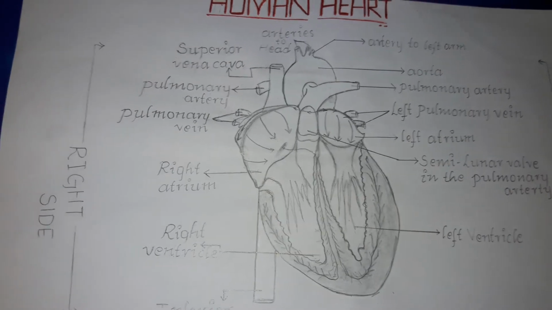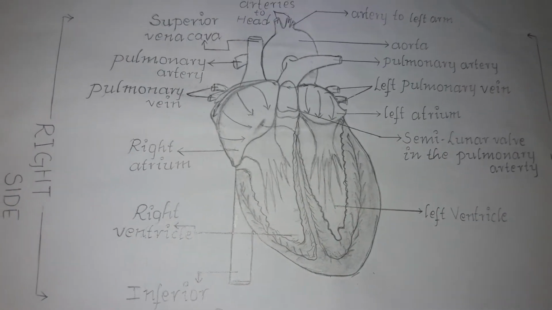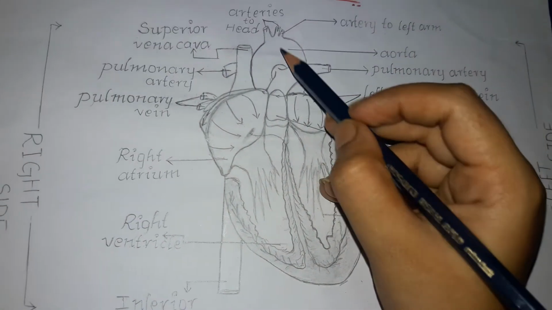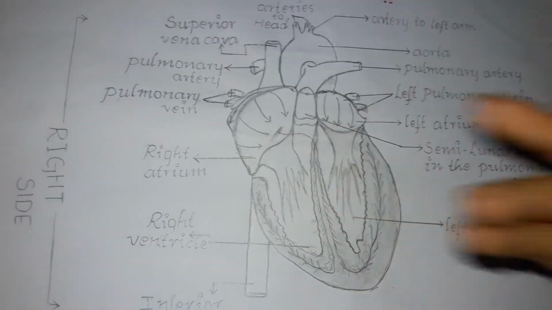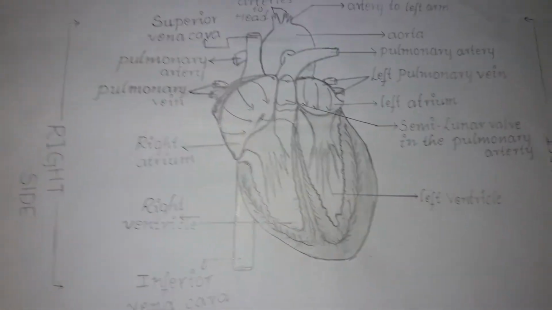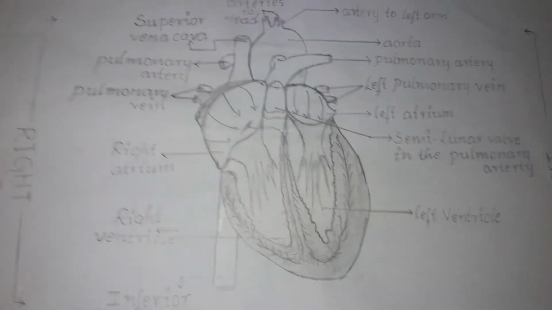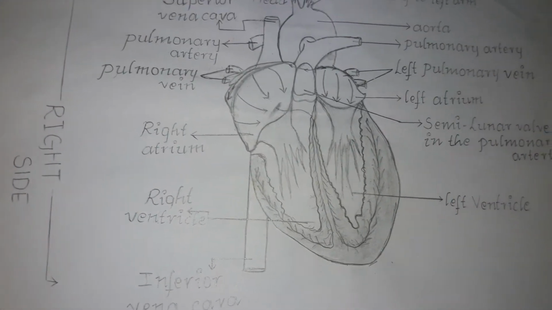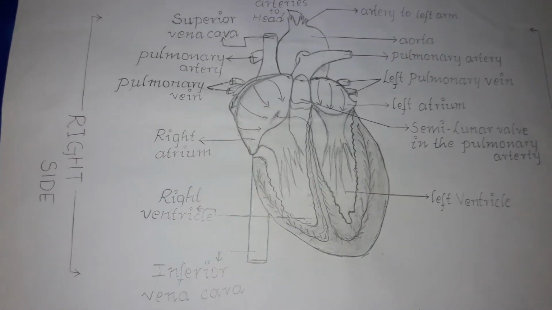Here in the heart the rigid vessels are arteries. Rigid means strong. You can see here, this is an artery, this is an artery, this is the aorta, this is the pulmonary artery. These are strong, maybe stronger than the ventricles. Okay, the arteries originate from the heart.